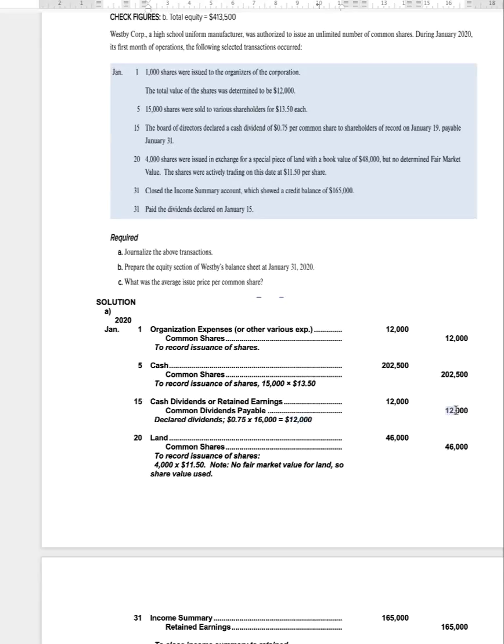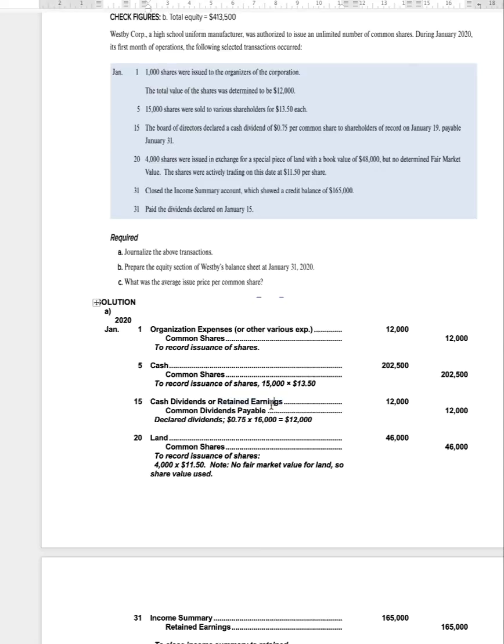So you're going to credit your common dividends payable because you're not paying out the dividend yet. You're going to pay it out on the 31st. And so now you've got to debit something. Most of the time you would see we debit cash dividends, which is your dividends declared. But you can debit retained earnings directly. If you debited retained earnings directly, what would happen? Well, then you don't have to do the closing of the cash dividend account.